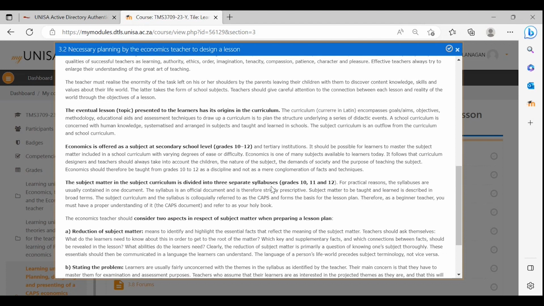If you just had a grade 12 class and you did the circular flow, you might teach it in the same way to the grade 10s that come in the period thereafter. You must be aware that you cannot teach the grade 10s the same content that you taught the grade 12s, for example.